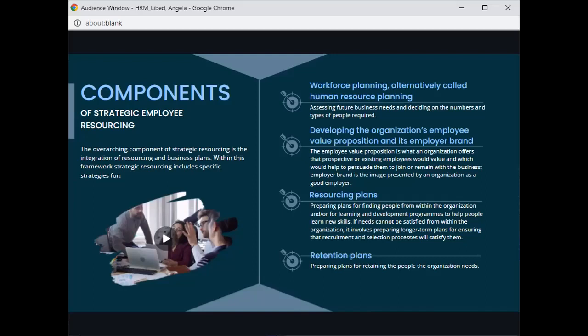Then next, developing the organization's employee value proposition and its employer brand. The employee value proposition is what an organization offers that prospective or existing employees would value and which would help to persuade them to join or remain with the business. Employer brand is the image presented by an organization as a good employer.